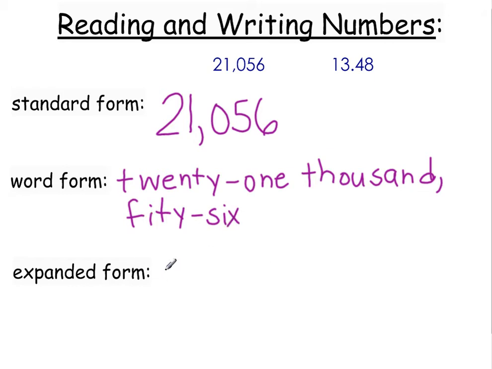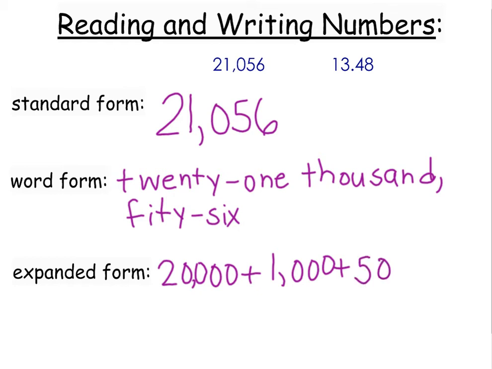Expanded form, you learned how to write expanded form in this way. 2 is in the 10,000s place. That's the same as saying 2 times 10,000, which is 20,000. Added to 1 in the 1,000s place, 1 times 1,000, which is 1,000. Added to no 100s, 0 times 100 is 0, so you can either put 0 there or just leave it out completely. 5 in the tens place, that's 5 times 10, which is 50. And 6 in the ones place is 6 times 1, which is 6. This is how you learned to write expanded form.